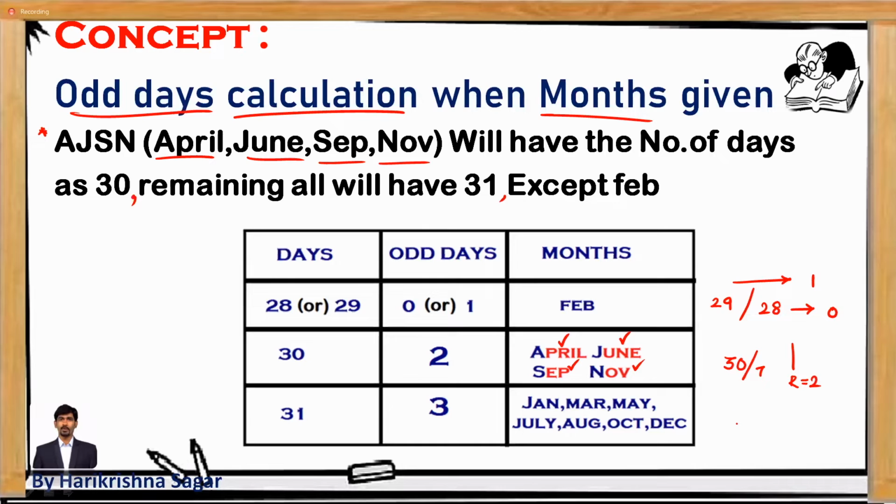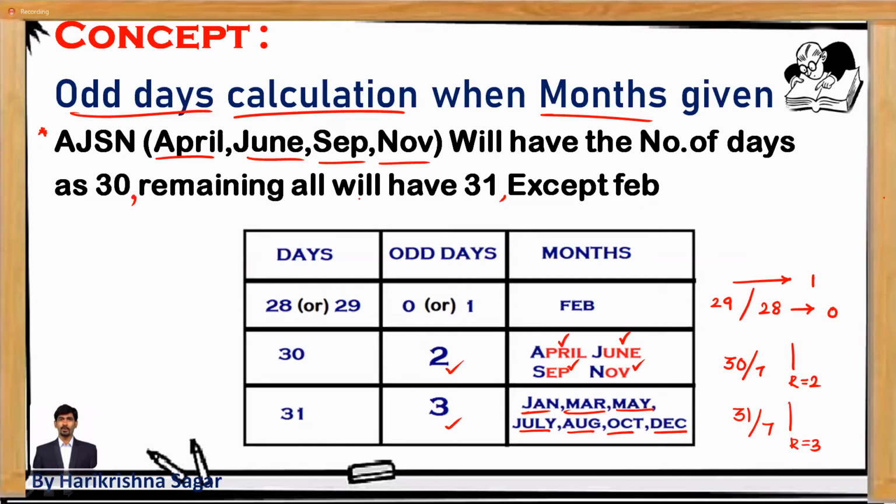If it is 31 days, what are the remaining months? Remaining all except these 5, that means the remaining 7 months, namely January, March, May, July, August, October and December, all have 31 days. The number of odd days in 31 days will be 31 divided by 7. We can see the leftover remainder is 3. So the number of odd days is going to be 3 here, and 2 for the 30-day months.